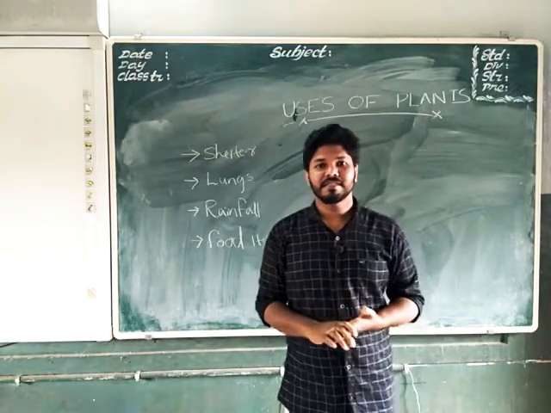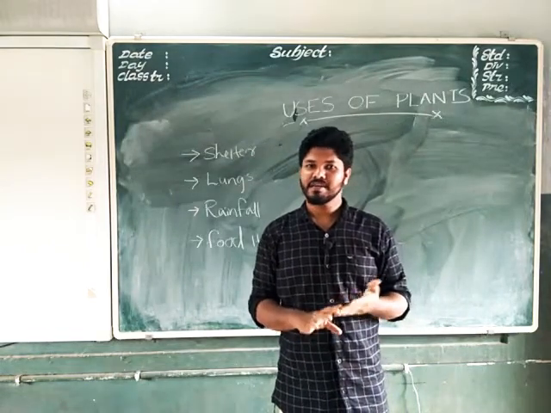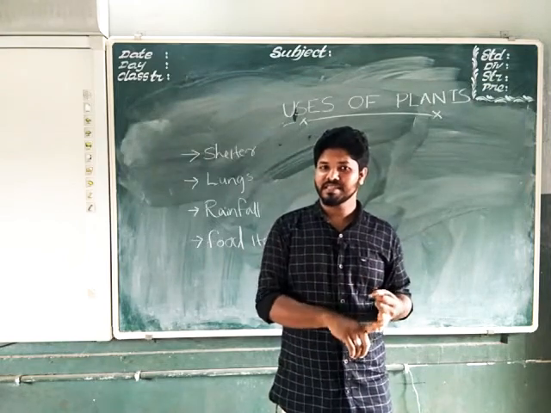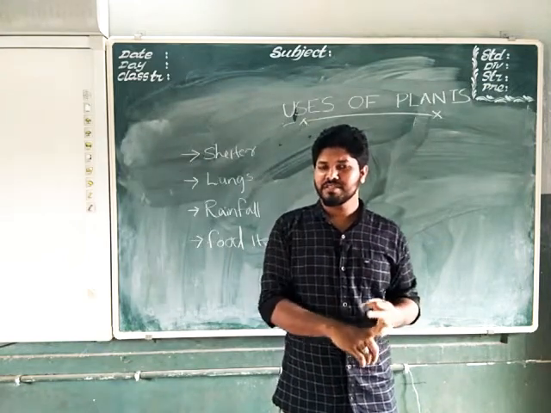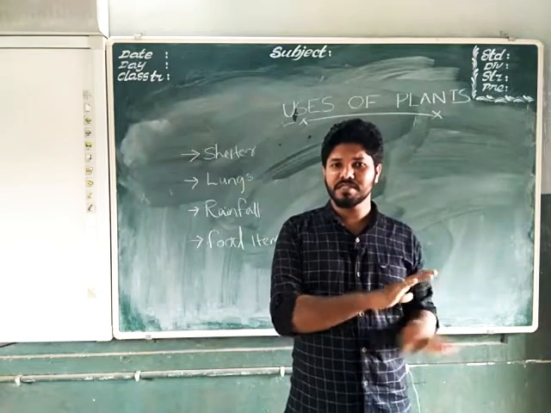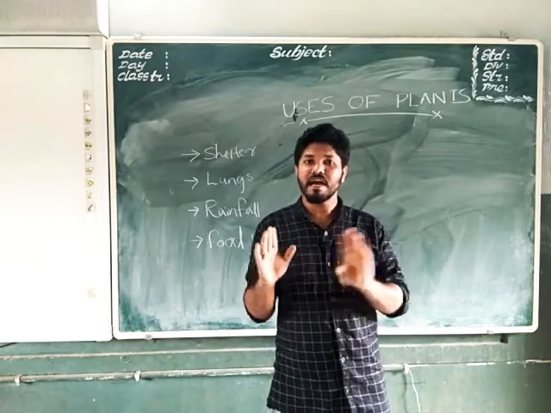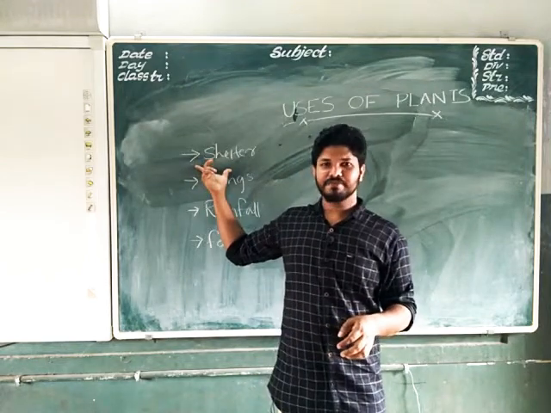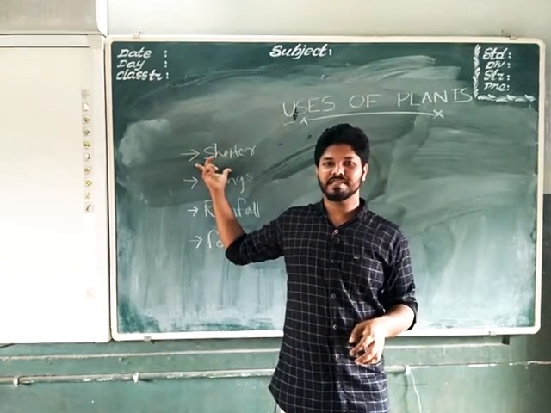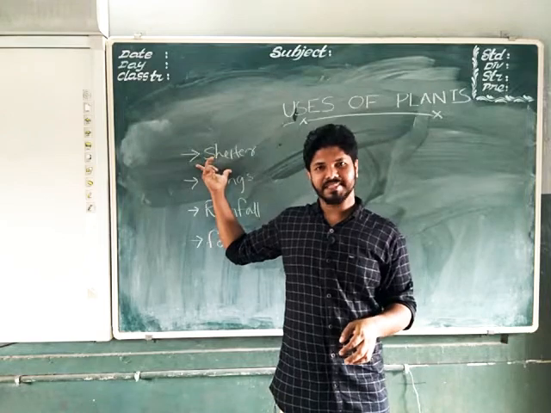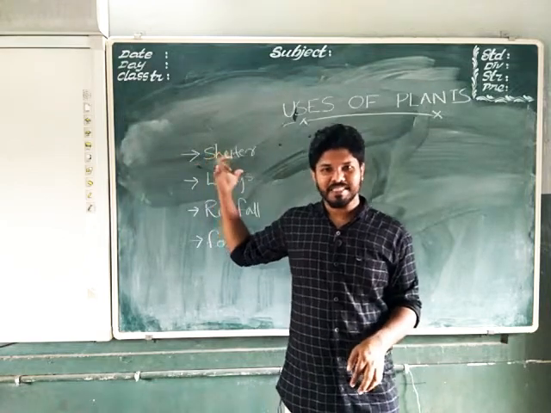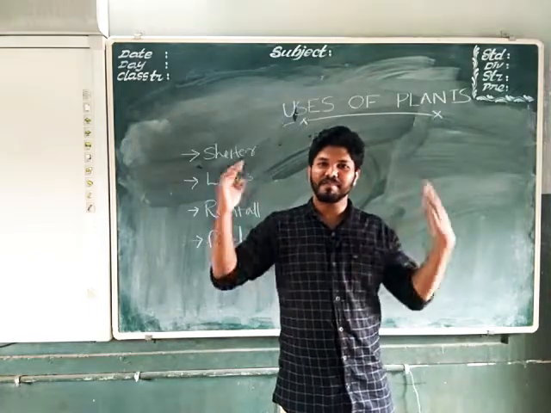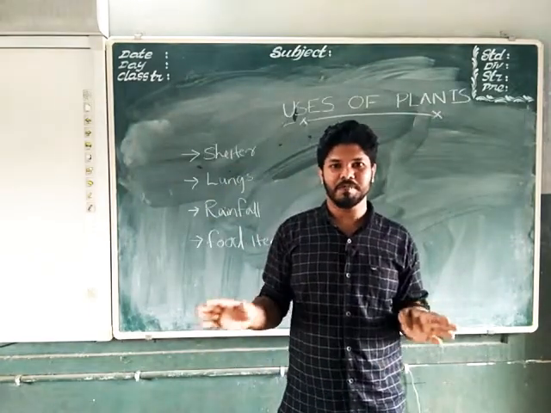We need a shelter to overcome the rain, hot climate, then wind. To overcome these things, we need a shelter. That's our home. This tree is a shelter for many human beings and also many animals, many birds. From trees, we obtain some furniture by which we can make shelter for human beings.